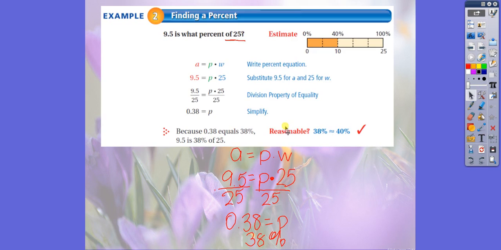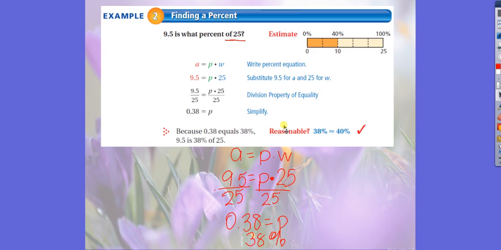But just like yesterday, we're not always solving for the part. We can also solve for the percent, and these problems actually have a couple more steps to them than when you solve for the part. So, 9.5 is what percent of 25? "Of" identifies the whole, which means 9.5 is the part, because none of these numbers represent the percent, which is what we're finding. To get the percent variable alone, I have to divide each side by 25.